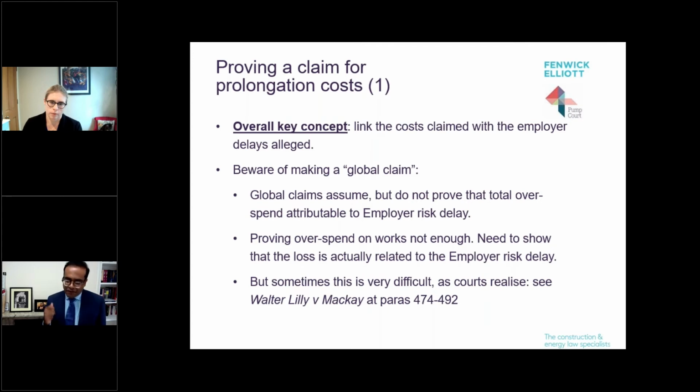The first tip is beware of making a global claim. It is enormously tempting for contractors to do this. And if I were to give an example, it would go like this. Suppose the contractor budgets to spend £100 during a particular period of works, and they actually spend £130.